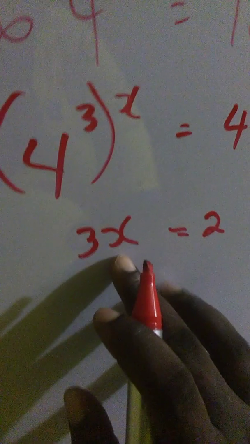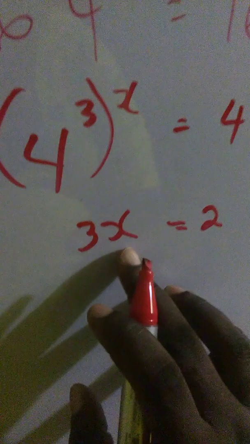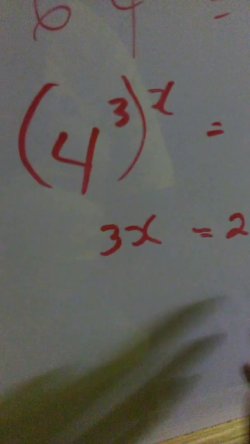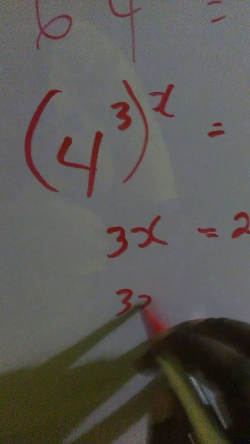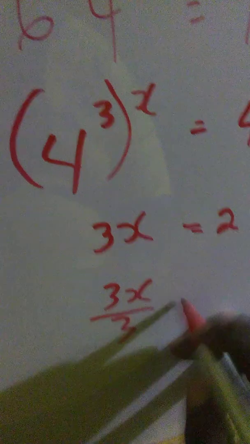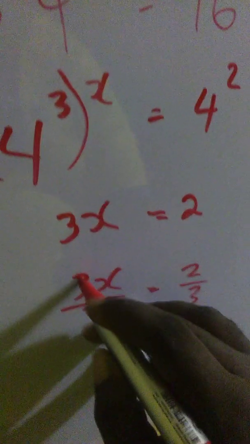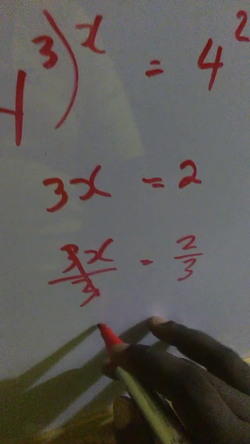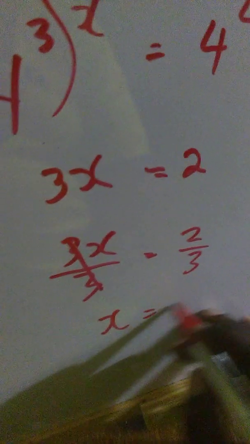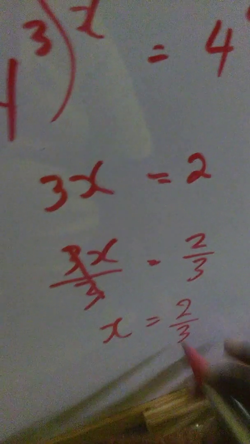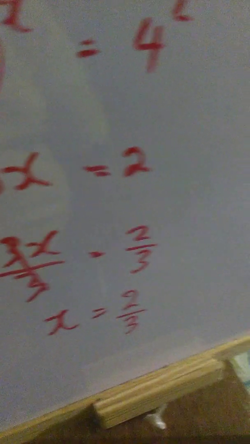3 is being multiplied by x, so in order to get x by itself, I would have to divide both sides by 3. So I have 3x divided by 3 is equal to 2 divided by 3. Now the 3's will cancel here, leaving x equals 2/3. And that's how I would solve that problem.